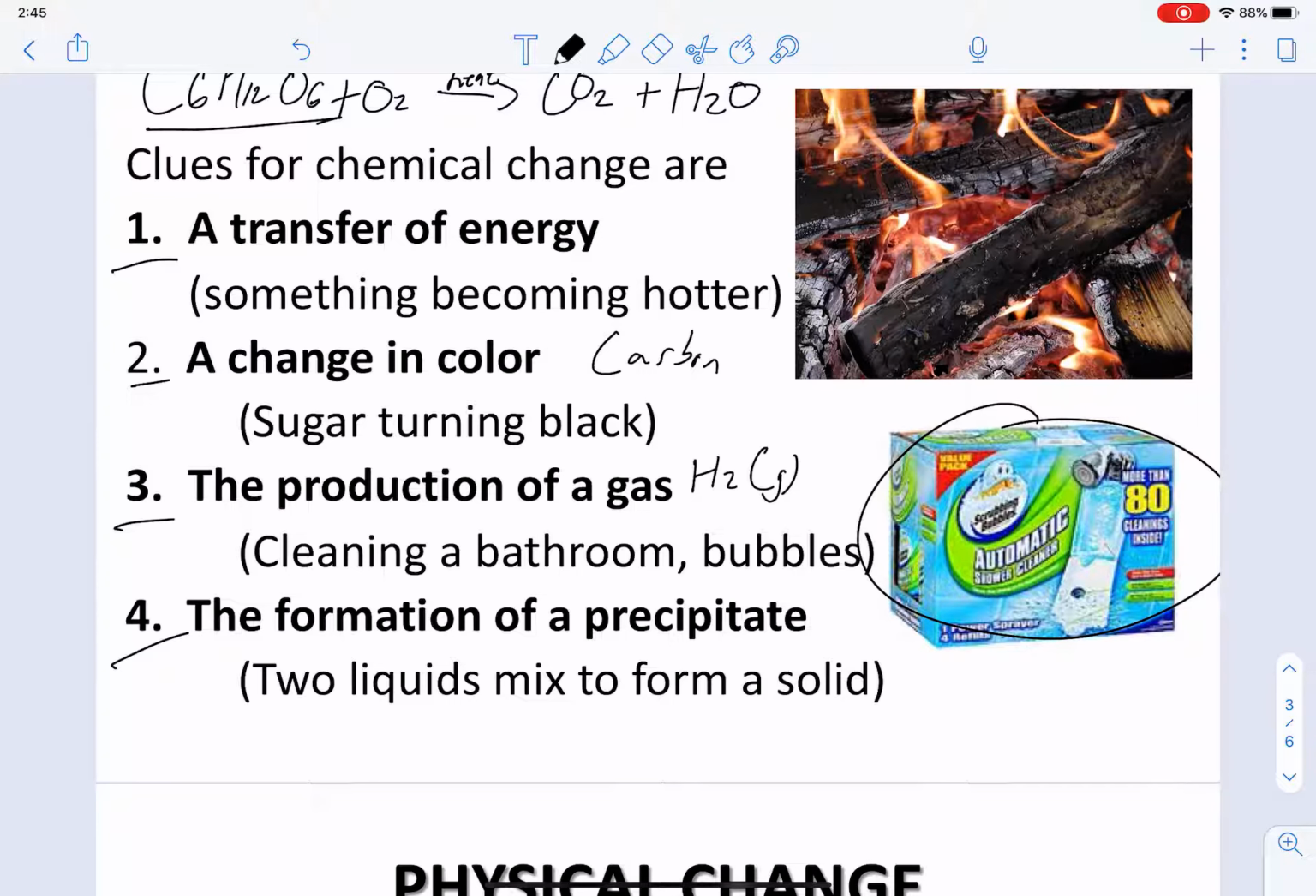The last one, the formation of a precipitate. A precipitate is when we have two liquids mixed to form a solid. Okay, so a precipitate is, say we have two liquids we add to the same beaker. In that beaker we'll have something, sometimes it looks like a small rock. That is what we call a precipitate. So whenever we have that form, that is a strong indication that a chemical change has occurred. All right, so these are the 4 clues or observations that we can see with our own eyes that a chemical change has occurred.